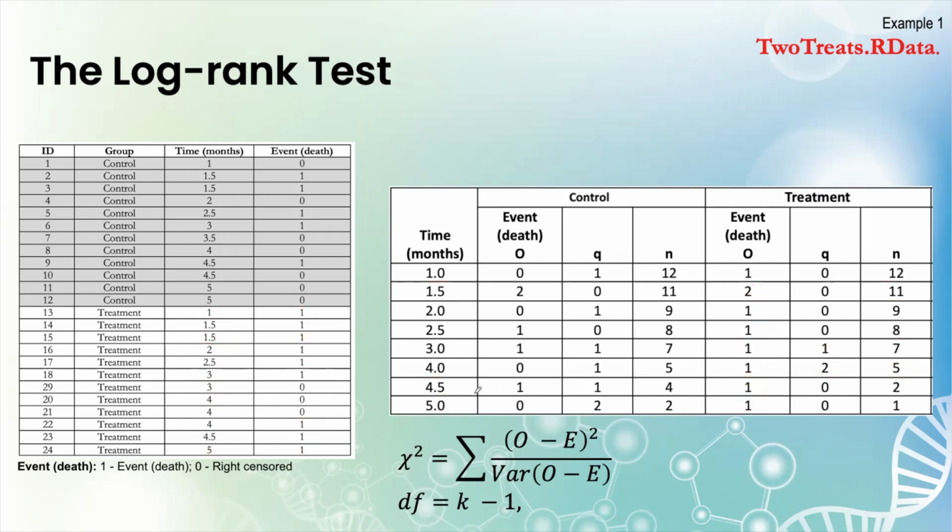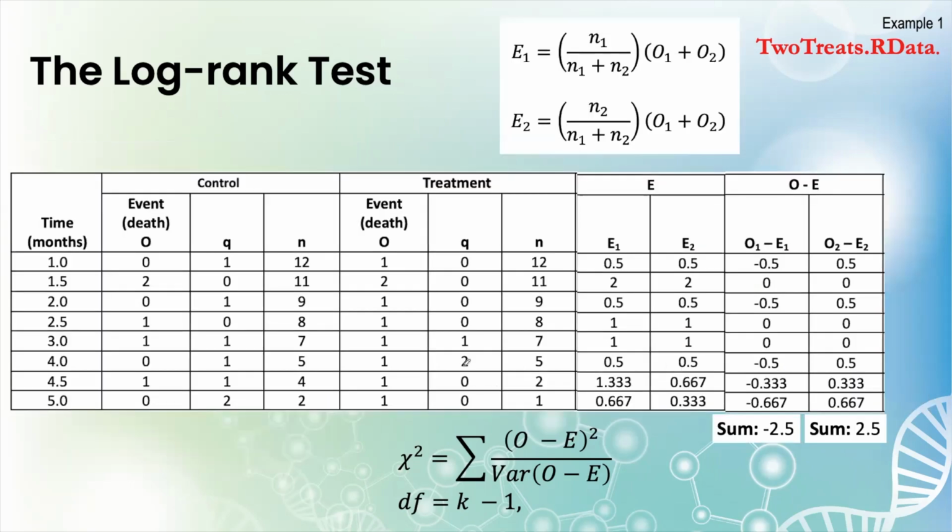Okay, after doing this, we have to add another column, which is the expected counts, which is E for the control and E for the treatment group. Now, E is calculated, this is for the control and this is for the treatment group. So that is N sub 1 over N sub 1 plus N sub 2 times O sub 1 plus O sub 2, where O is the number of patients who died, and here is the total number of patients. Okay, so let's apply this equation.